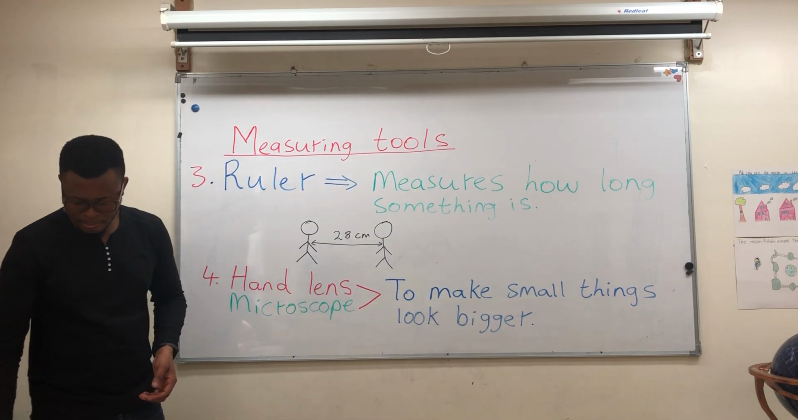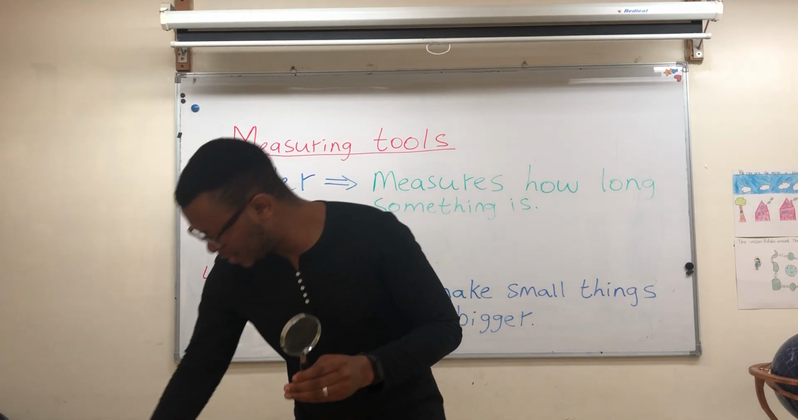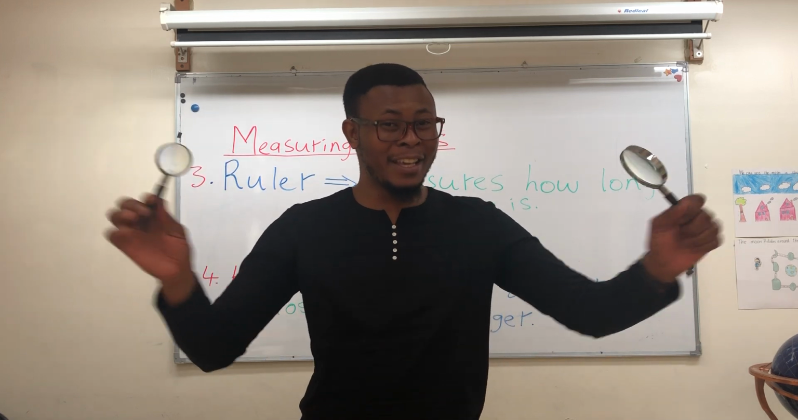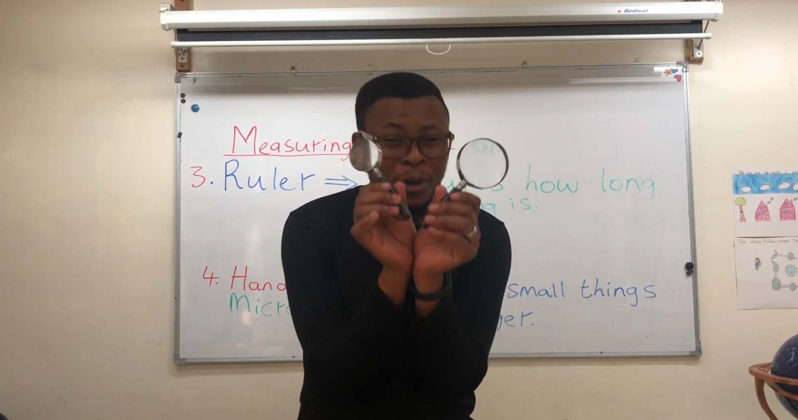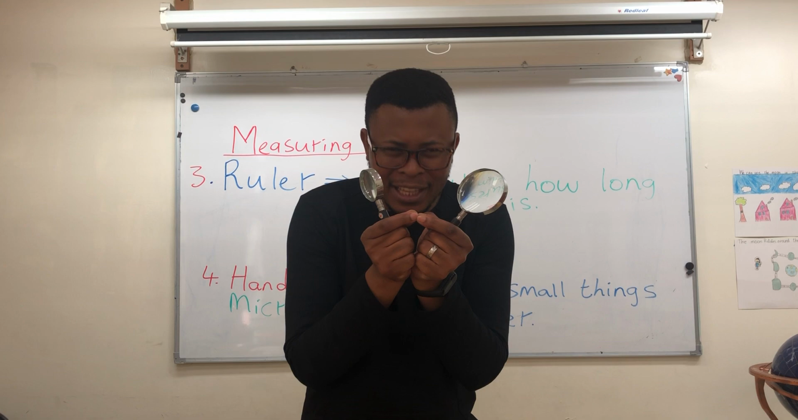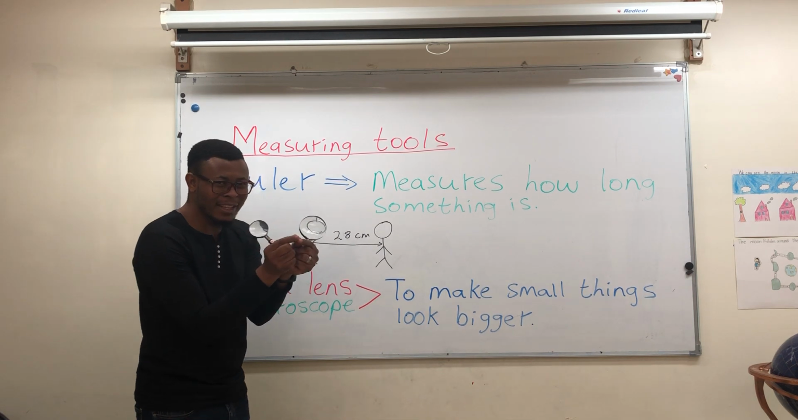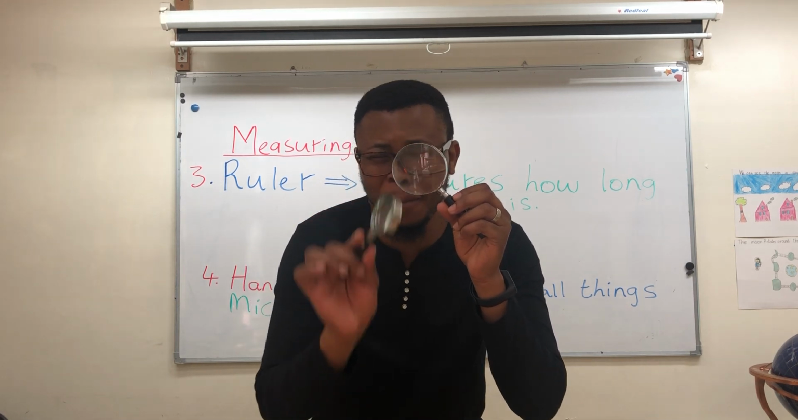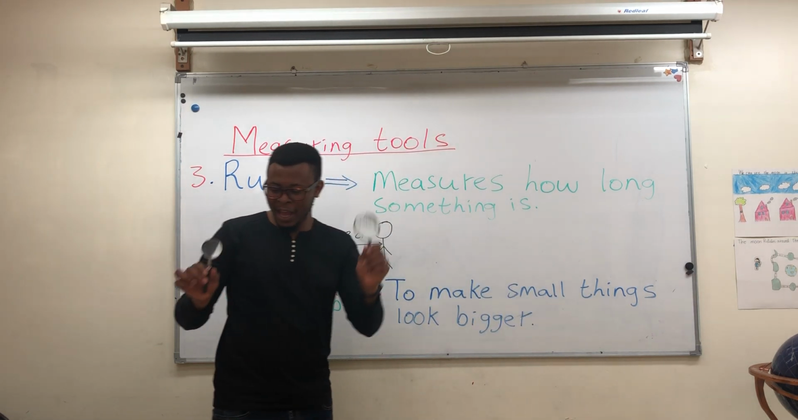So scientists use this. Can you see my hand lens? So I have these two hand lenses here. I didn't come with my microscope, okay? Because it's too big. But I have my hand lenses here. You will see the microscope later on. So we use these two things to make small things that we can't see to be bigger. So scientists use this to make small things to become bigger. So I can look at you now and you look big. You see, your head is big. I can see you using a hand lens.